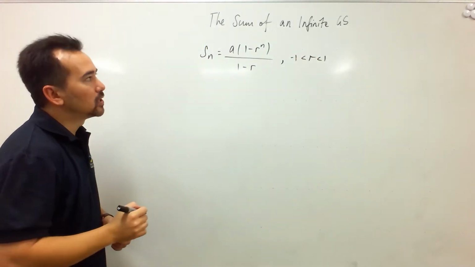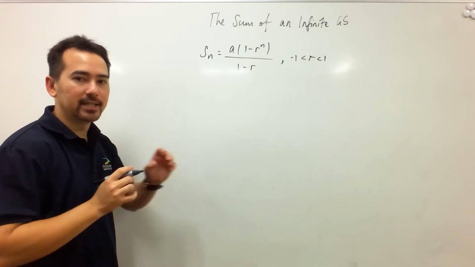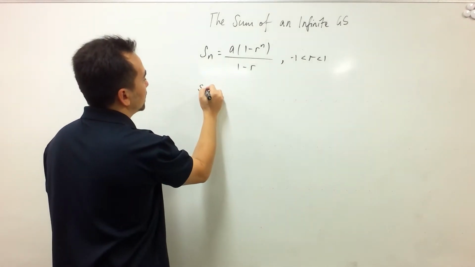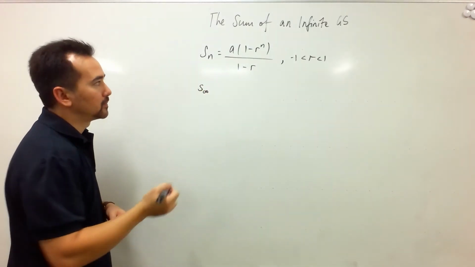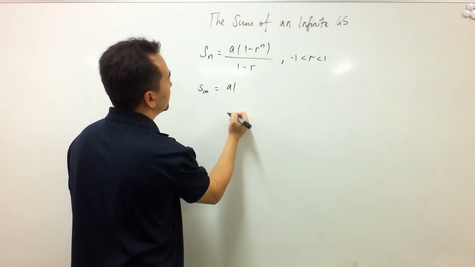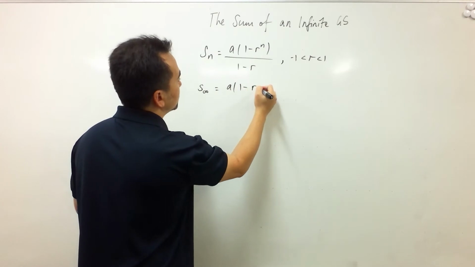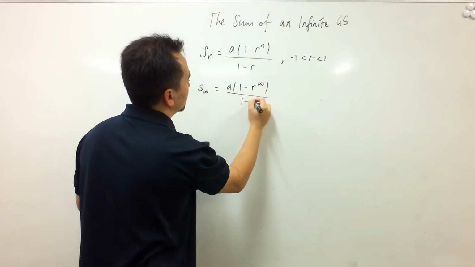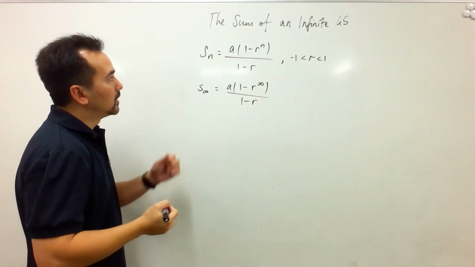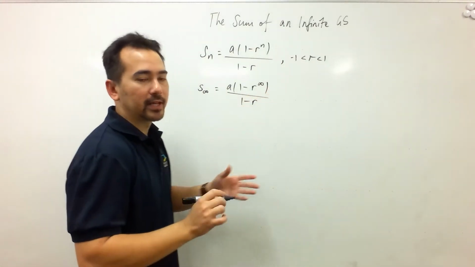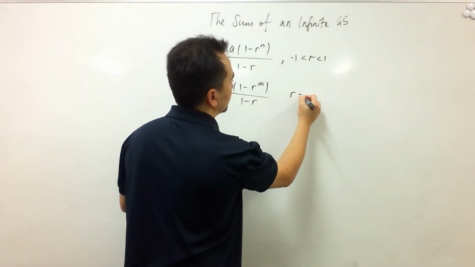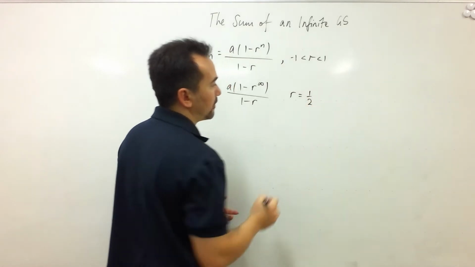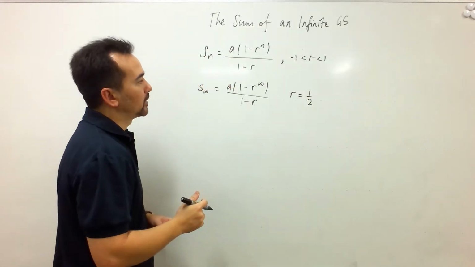Okay, so if I want a sequence that continues on forever, infinitely, the number of terms would be an infinite number of terms. And so we have a times by 1 take away r to an infinite power, all divided by 1 take away r. Now, remember that if r is between negative 1 and 1, then it would have to be some sort of a fraction. I'm just going to choose 1/2 for now for the purposes of this example.